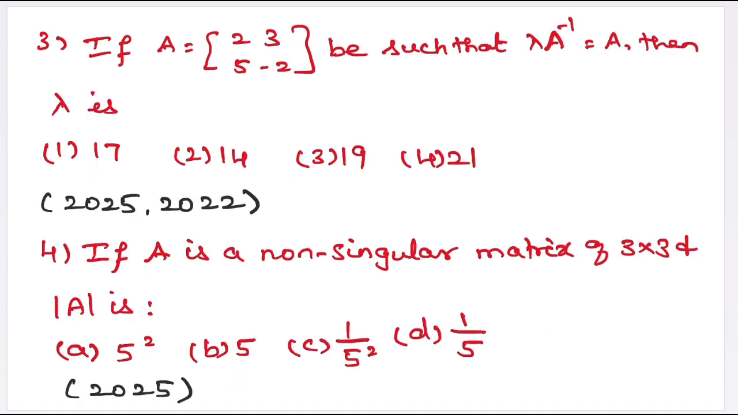Our next question. If A is equal to [2, 3; 5, -2] be such that lambda A inverse is equal to A, then lambda is, we have 4 options கொடுத்திருக்காங்க. இந்த question 2025 and 2022 ல கேட்ட question. இந்த question page number 49 ல 16th question. So how will you solve this question?